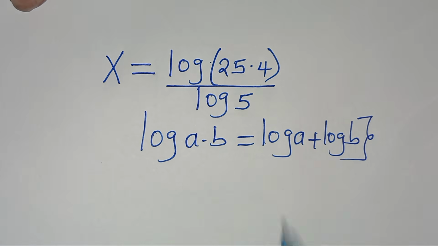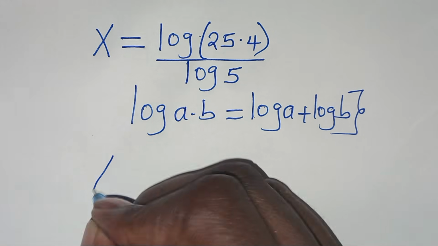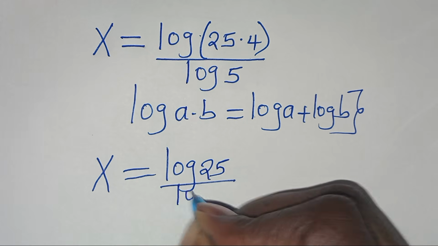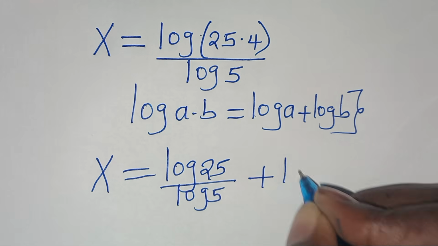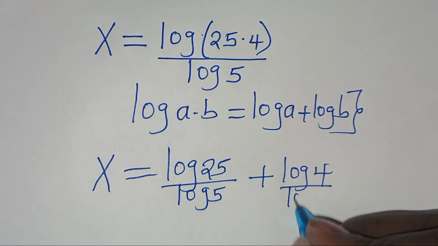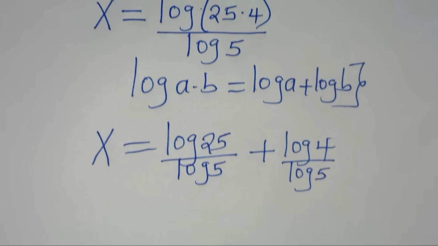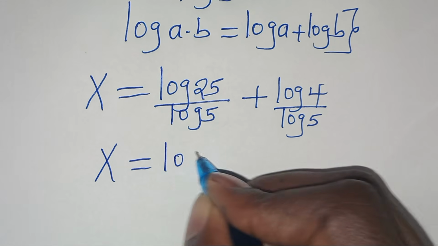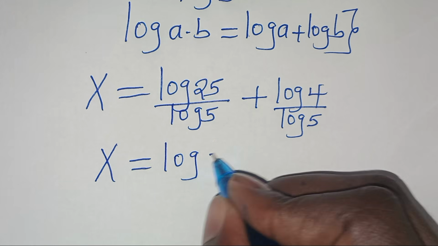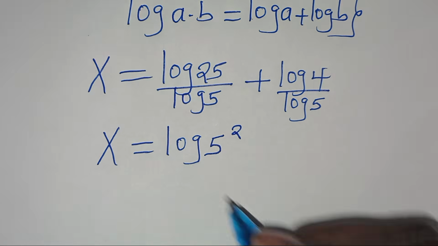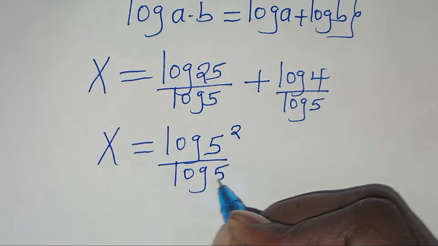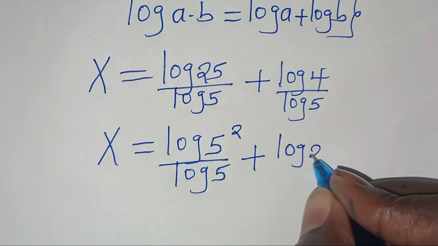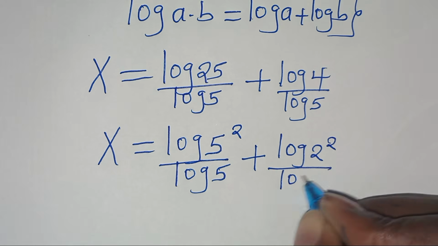This is in the form of log a times b, which we can express as log a plus log b. Now let's apply this logarithm property, so that now we have x is equal to log 25 divided by log 5, plus log 4 divided by log 5. The next step: we can express log 25 as log 5 raised to the power of 2, divided by log 5, then plus log 4, which is the same thing as log 2 raised to the power of 2, divided by log 5.